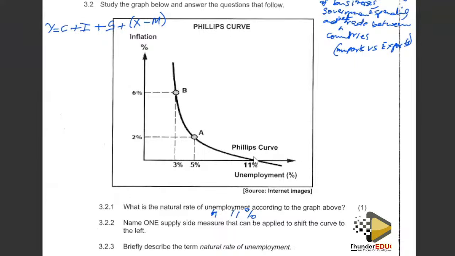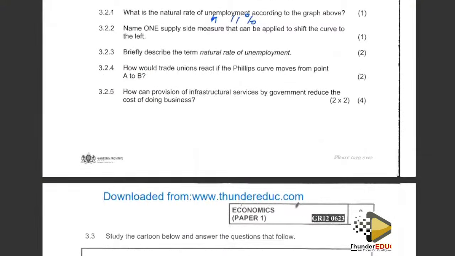Okay, right. So now, for the sake of time, grade 12s, let me move on to the next question. The next question we have is 3.2.2. It reads as follows. Name one supply side measure that can be applied to shift the supply curve. So the one supply measure that we can refer to is improved education.